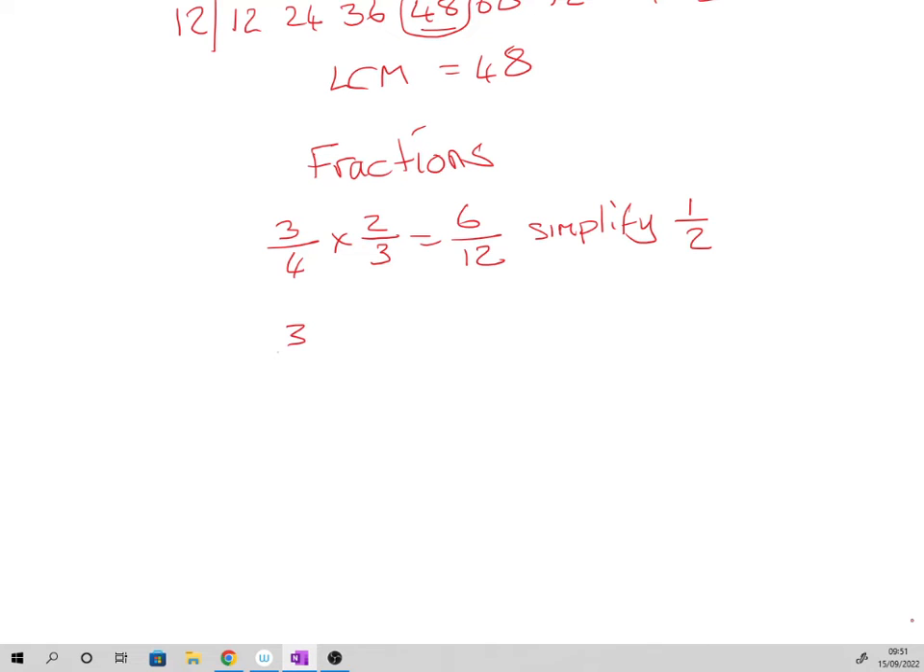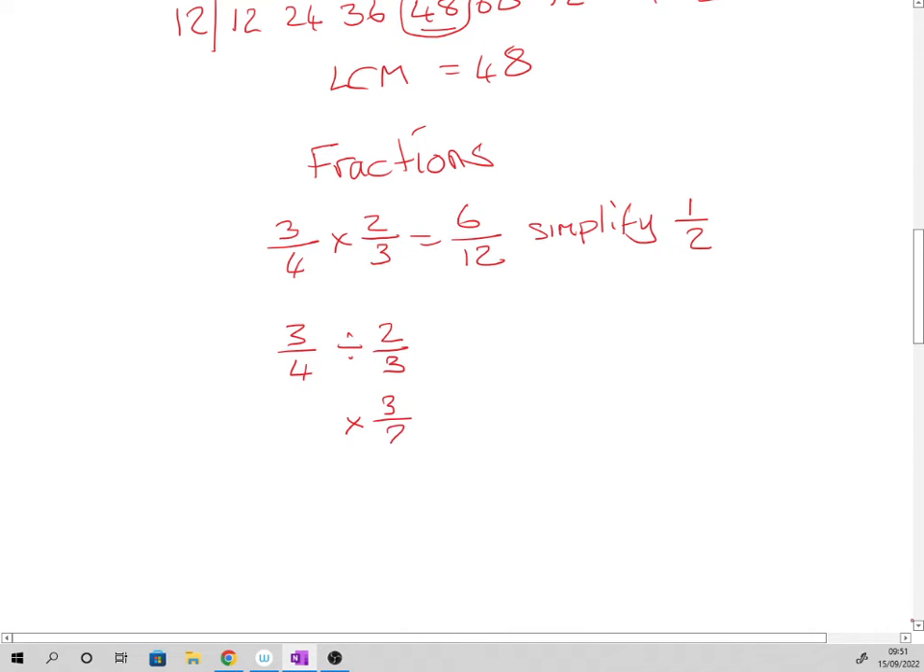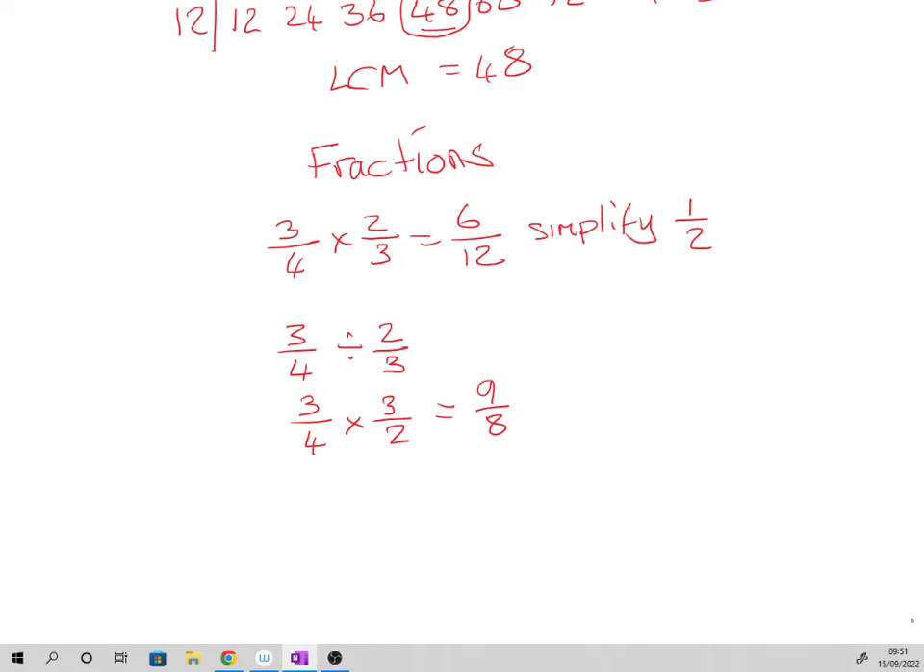If you do 3/4 divided by 2/3, what you do is you turn the second one upside down and change the sign, and then you can multiply. 3 3s are 9 and 2 4s are 8. Now this has come out to be what's called a top heavy fraction, where the number at the top is bigger than the number at the bottom. So we do 9 divided by 8. So 8 goes into 9 once with 1 left over. So that becomes 1 and an eighth.